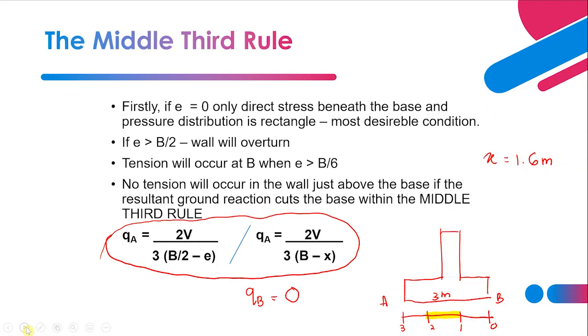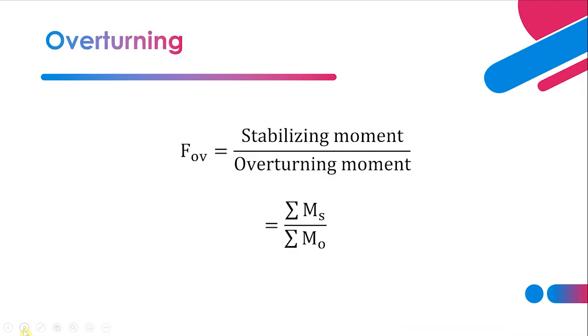However, if you dapat bukan 1.6, contohnya I bagi X equal to 2.1 meter. It is already outside. Dia dah exit, dia dah duduk dekat sini lebih kurang. Jadi, dia dah keluar daripada middle third. You have to use this formula. Okay, if let's say X is equal to 2.1 outside middle third, you akan pakai this formula to calculate the ground bearing pressure.